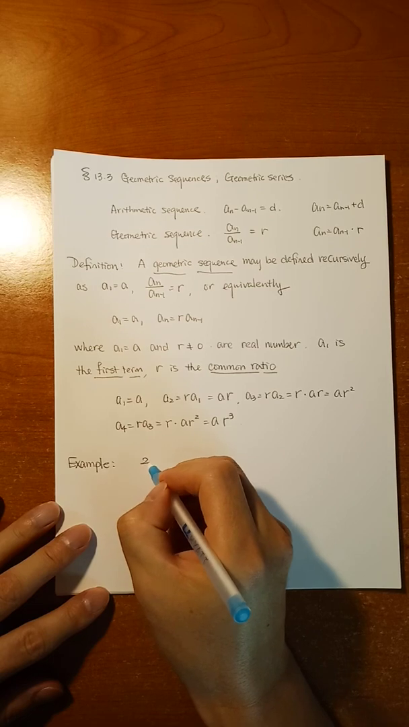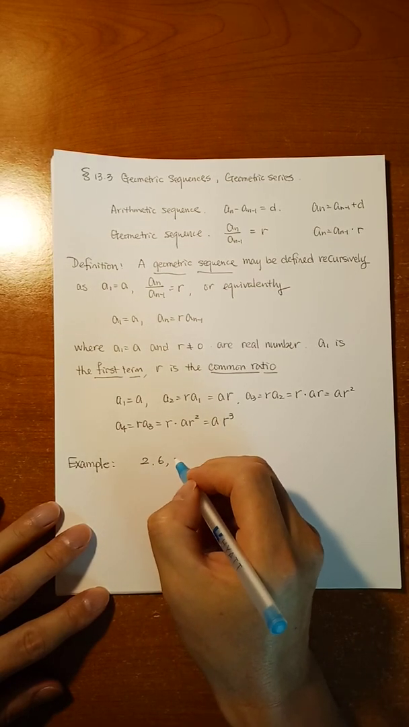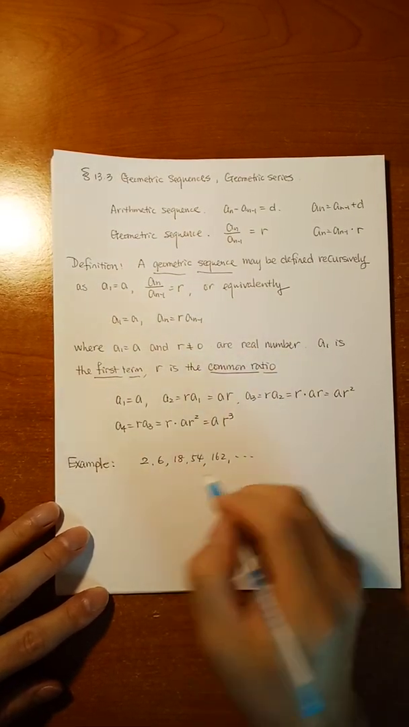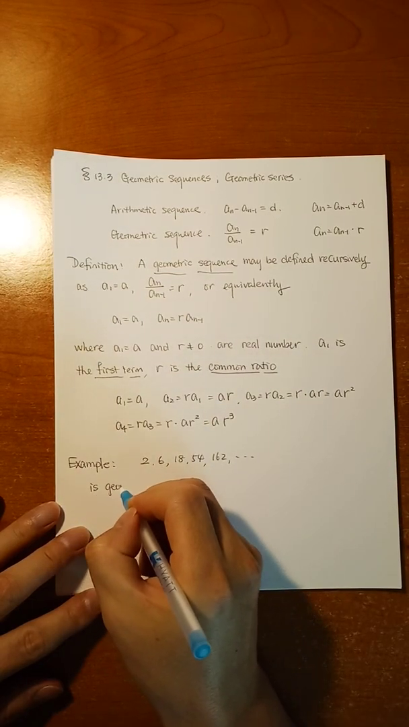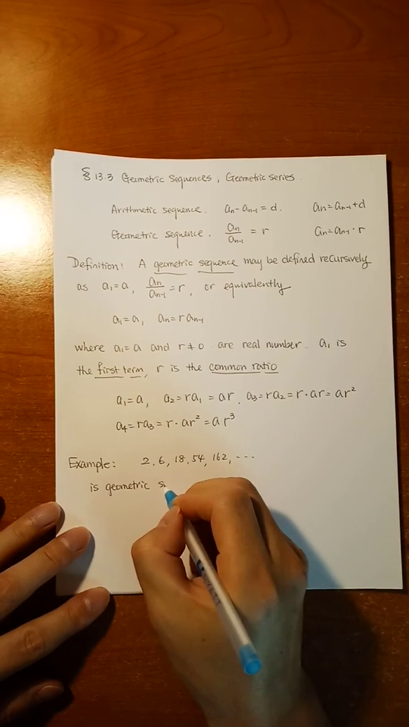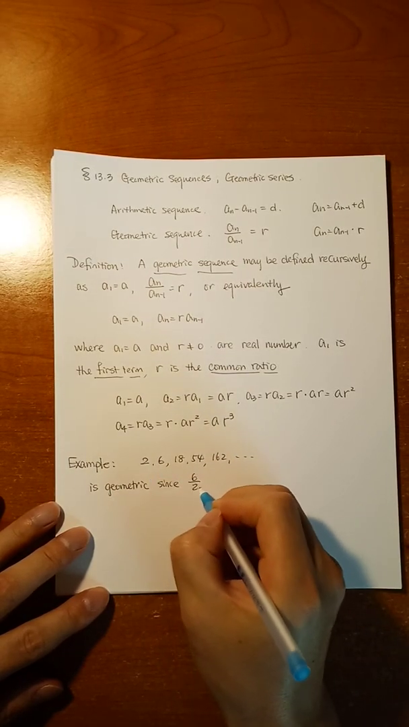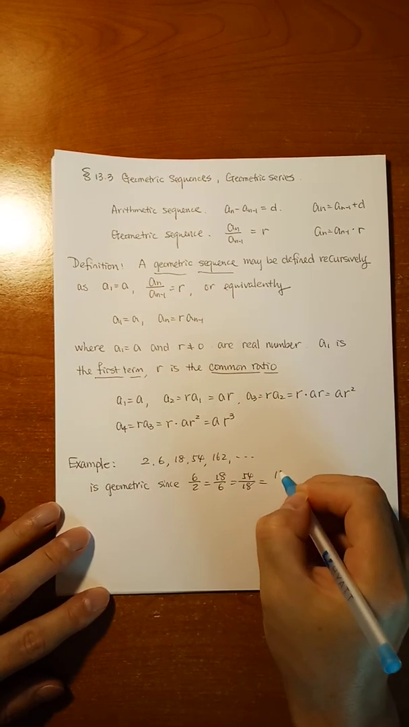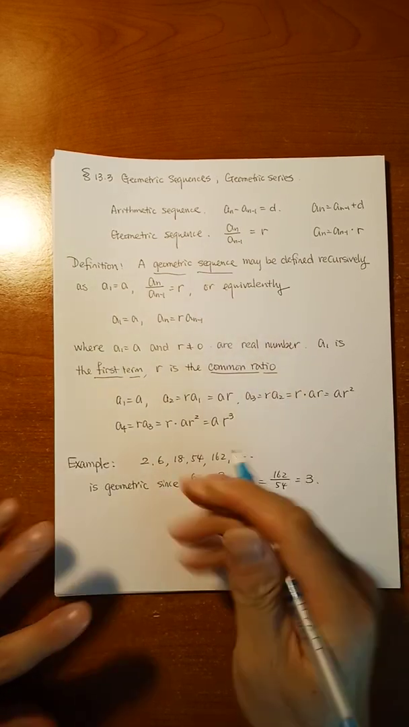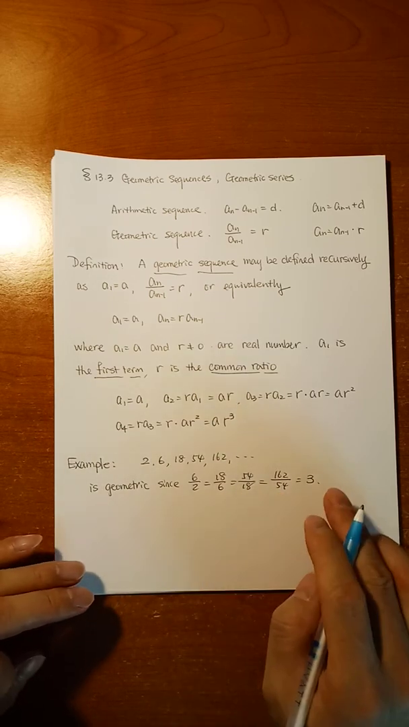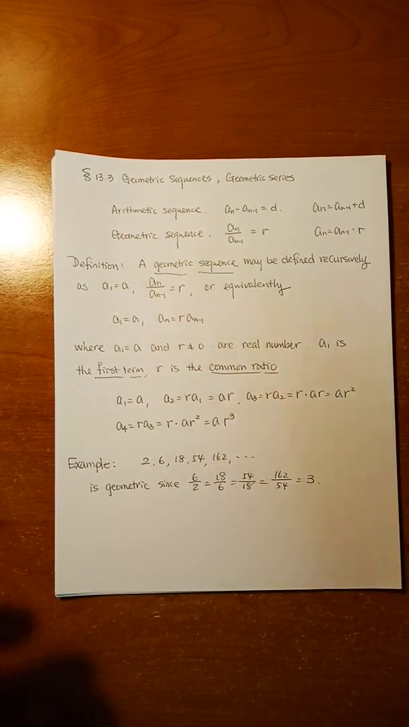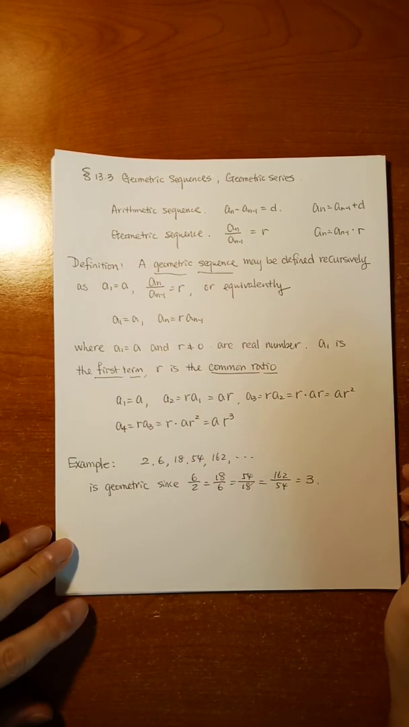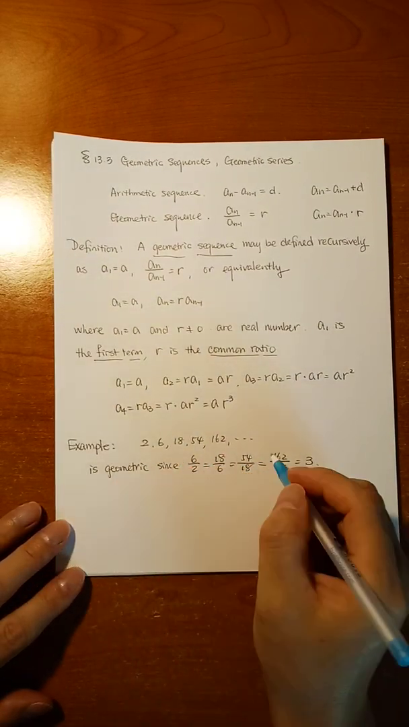So first, let's check this example. If we have 2, 6, 18, 54, 162, and so on, this sequence is geometric. Since what? You just check the ratio: 6 over 2, 18 over 6, 54 over 18, 162 over 54. Based on the current information, all the ratios are equal to 3. So that's the reason we consider it as a geometric sequence. Okay? So this is a concrete example.